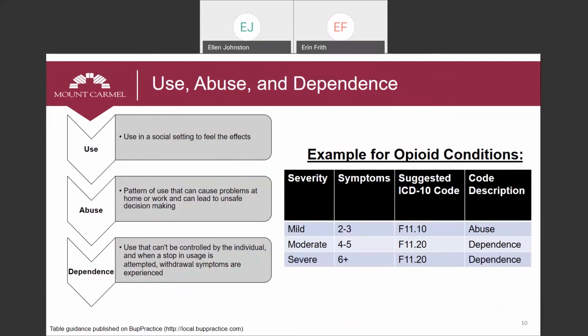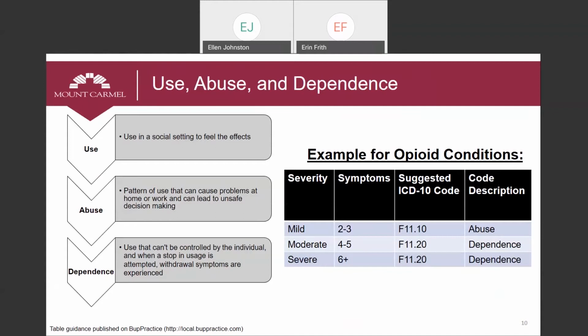ICD-10 has 3 tiers for choosing a diagnosis: use, abuse, or dependence. Use is defined as the use of a substance in a social setting to feel the effects of the substance. Abuse is defined as a pattern of use that can cause problems at home or work and lead to unsafe decision-making.